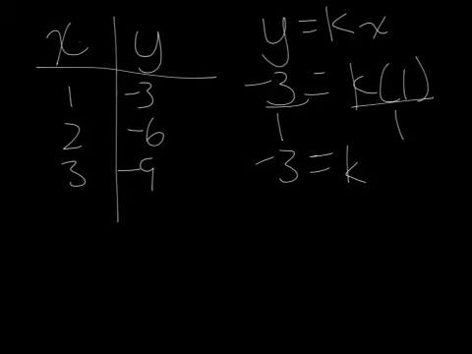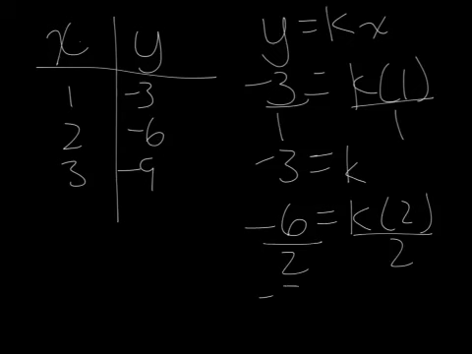Let's try our second set to make sure it works. -6 and 2. So we're going to say -6 = k times 2. We divide by 2, and we get -3 = k. So again, we see that our constant of variation is -3. So this differs from our last example because notice how when we divide a negative by a positive, we get a negative value, as we recall from Algebra 1.